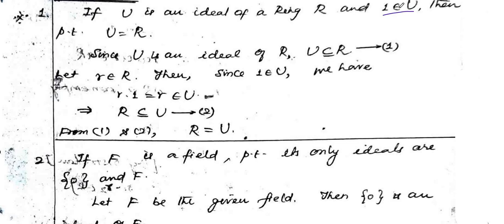So, when we say that 1 belongs to U, even if it is not mentioned that R is a ring with unit element, it's understood that 1 belongs to U is given and U contained in R, therefore 1 belongs to R, which is the unit element. So, 1 being the unit element, we have r into 1 equal to r, and because U is an ideal, this r into 1 should be present in U. In other words, r belongs to U. So, r in R implies r in U, which means that R is contained in U. If you name this as 2, from 1 and 2, we conclude that R is equal to U.